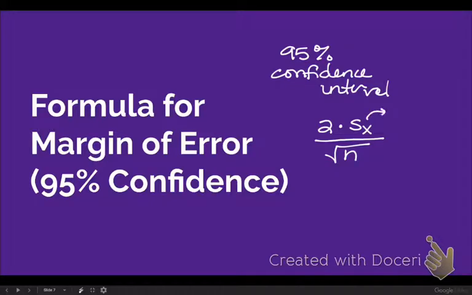So again, S of x is your standard deviation. So how far away from the mean your data falls, and how spread out the data is, is a measure of standard deviation. And then n is your sample size. So how many people were included in your data set.